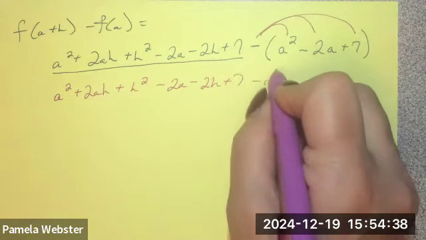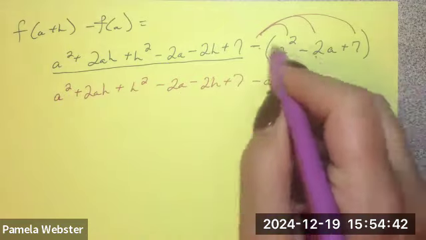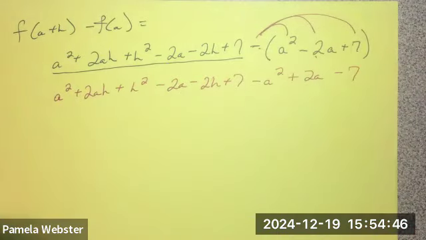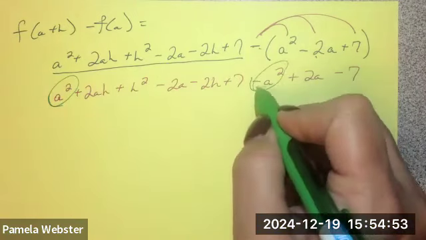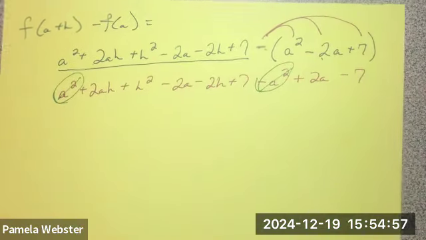Okay, so minus a squared, negative times a negative is a plus 2a, and minus 7. Okay, now look at what happens here. I've got a positive a squared and a negative a squared. Those are going to go away. A squared minus a squared is 0.